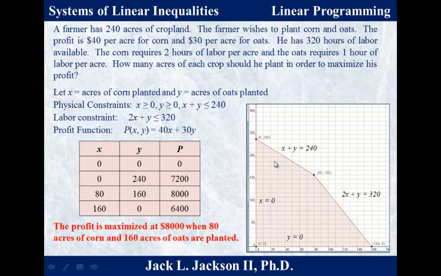These points here are quite a bit easier to get. When x is equal to 0, we can see this one has y equals 240, so (0, 240) is easy to find. And this one down here is also pretty easy. When y is equal to 0, 2x is 320, so x is 160. And of course (0, 0) is the easiest to find of all.